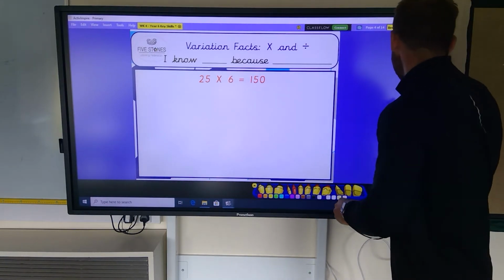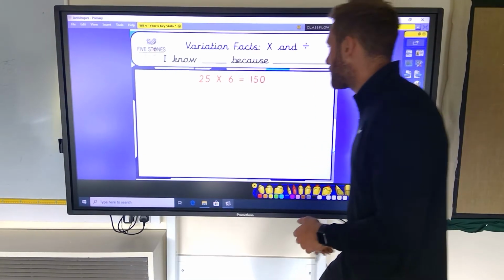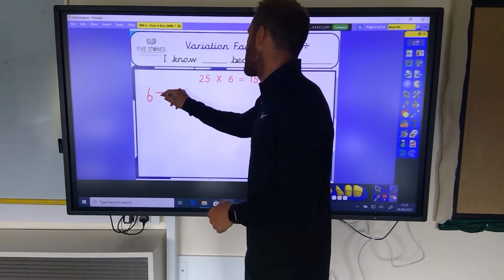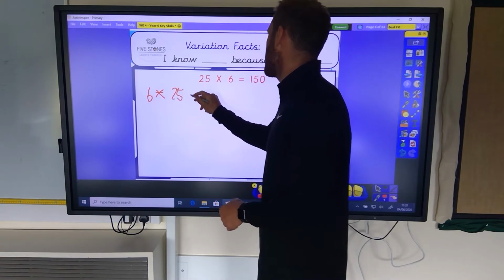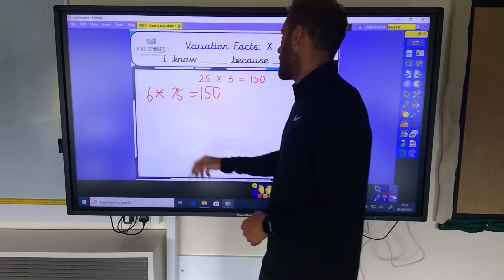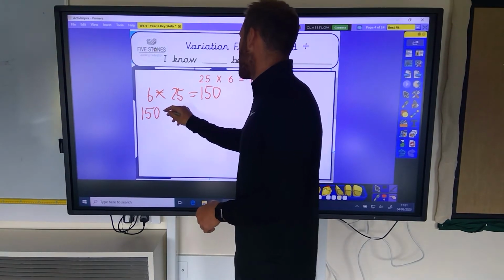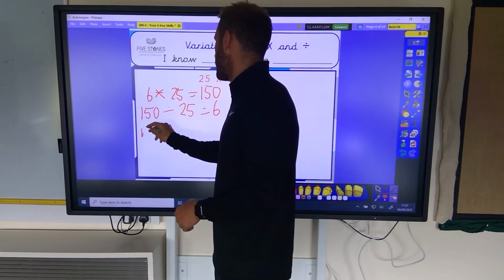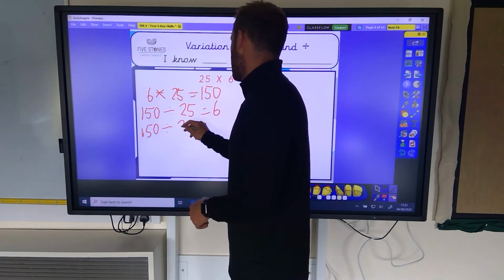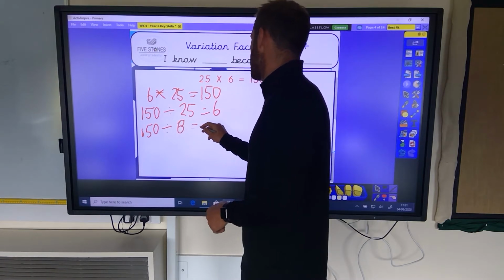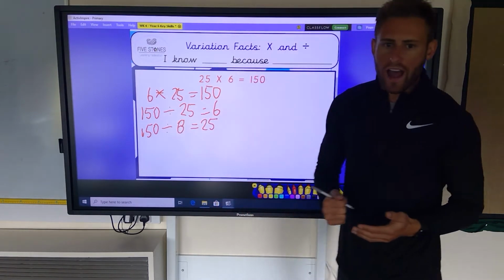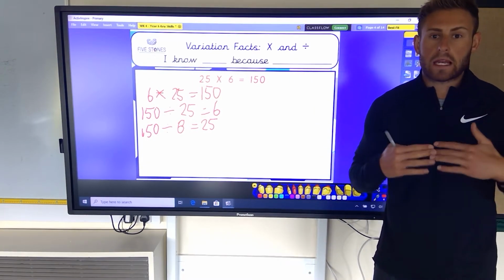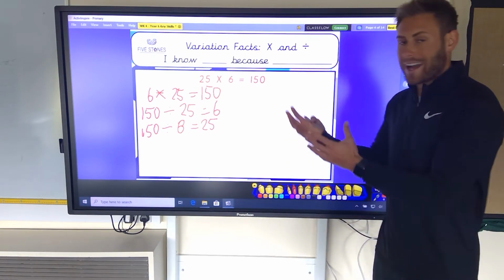Right, looking at the calculations we know, we go straight to our fact families. So because we know 25 times 6 is 150, we also know that 6 times 25 is equal to 150. We're then able to figure out our inverse. We're looking at the division part of that family to be able to help us know other facts. Then there are plenty of ways we can play around with this calculation by manipulating parts of that calculation there.